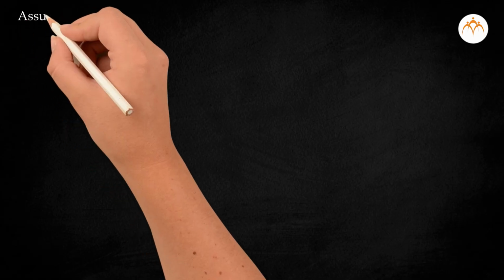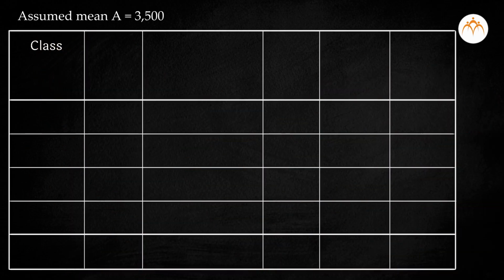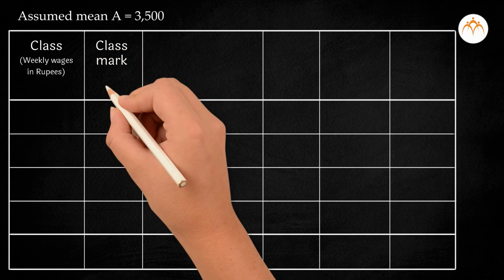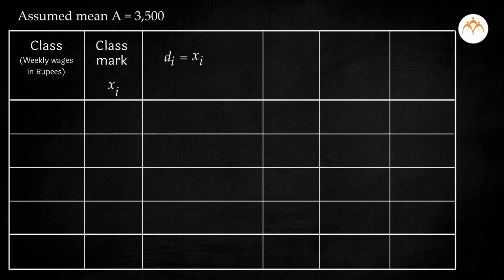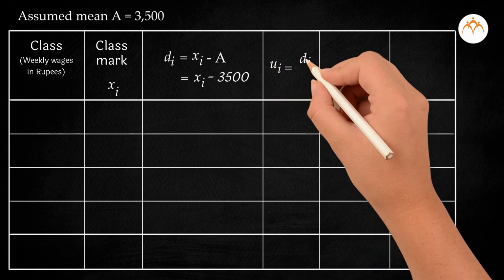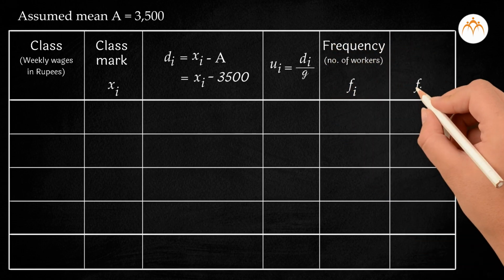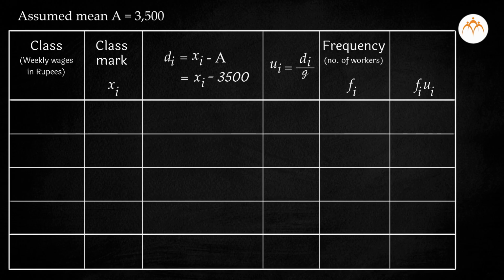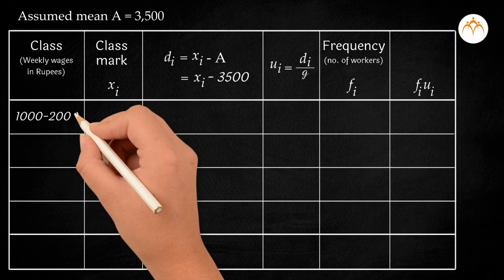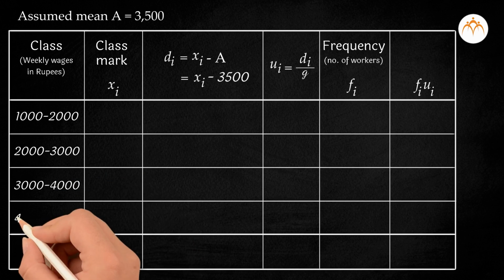Solution. Assumed mean A is equal to 3500. Create the following table. Class, that is weekly wages in rupees. Class mark, that is xi. di is equal to xi minus A, that is xi minus 3500. ui is equal to di divided by g. Frequency fi is number of workers. And finally fiui. Let's first write down the values in the first column, that is classes. 1000 to 2000, 2000 to 3000, 3000 to 4000, 4000 to 5000.